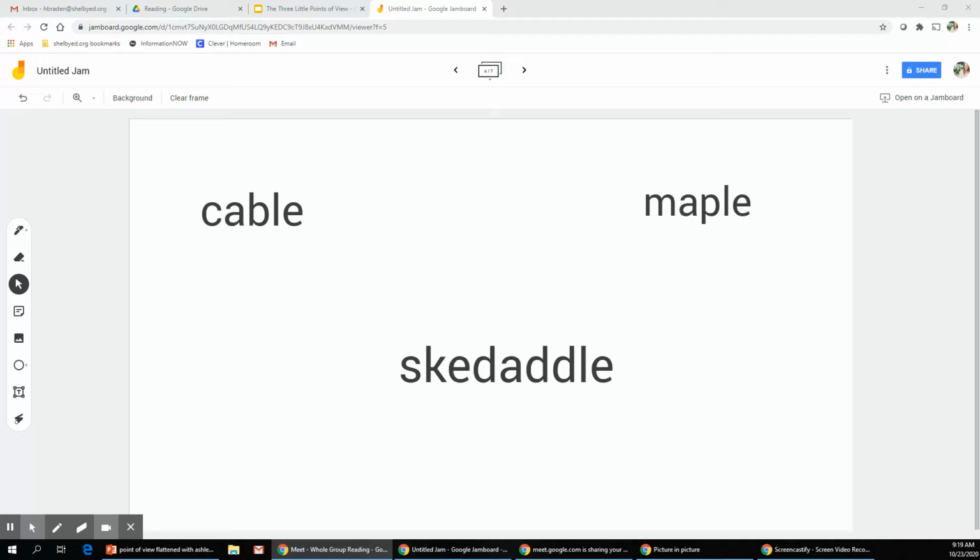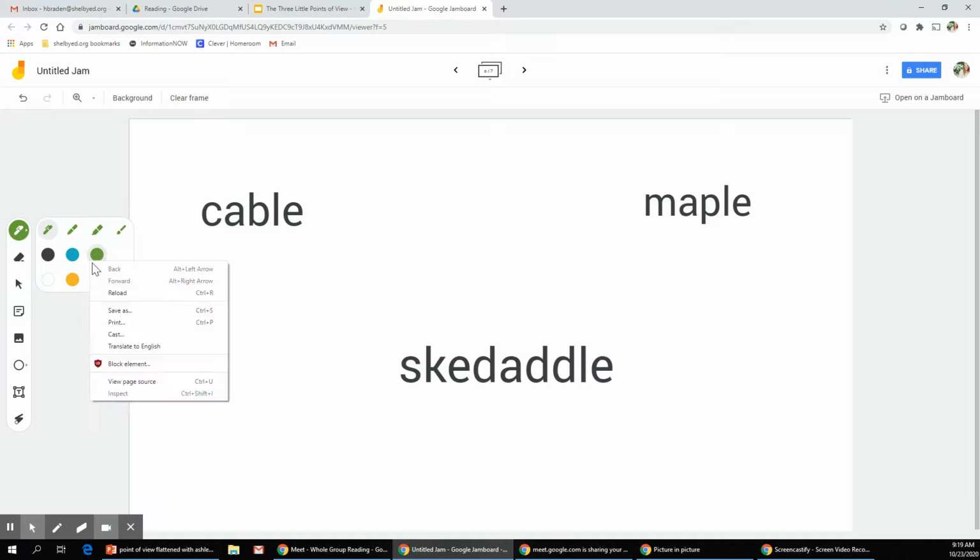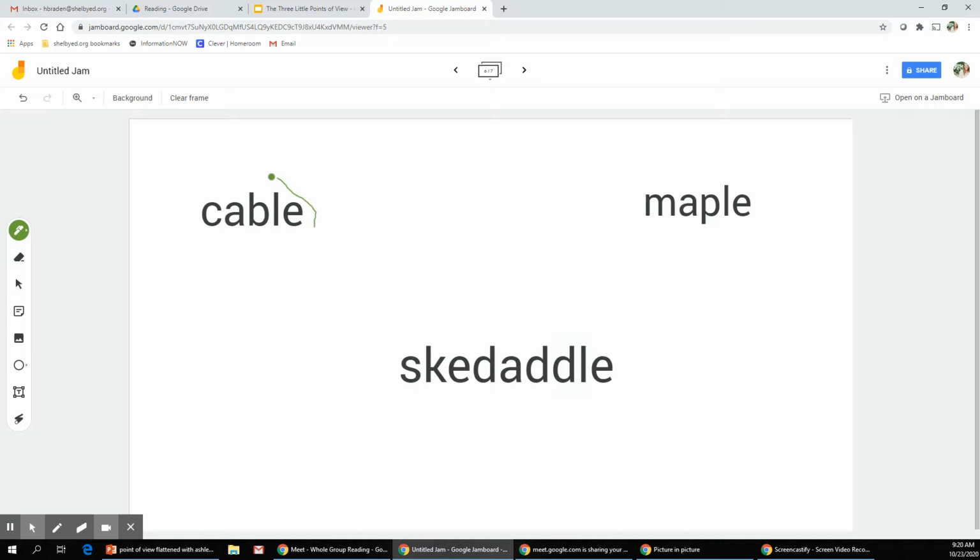All right, you ready? Okay, let's start with the easy one. Before I label my vowels, what do I need to do? Ava? Yeah, so we need to look at the LE and see if there's a consonant before the LE. Is there a consonant before the LE here? Yep, there's a B. That's consonant LE. So I'm going to circle it and label it consonant LE.